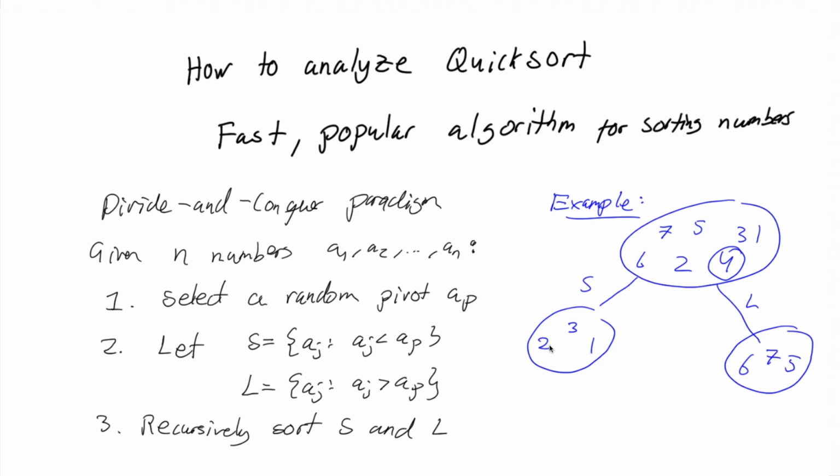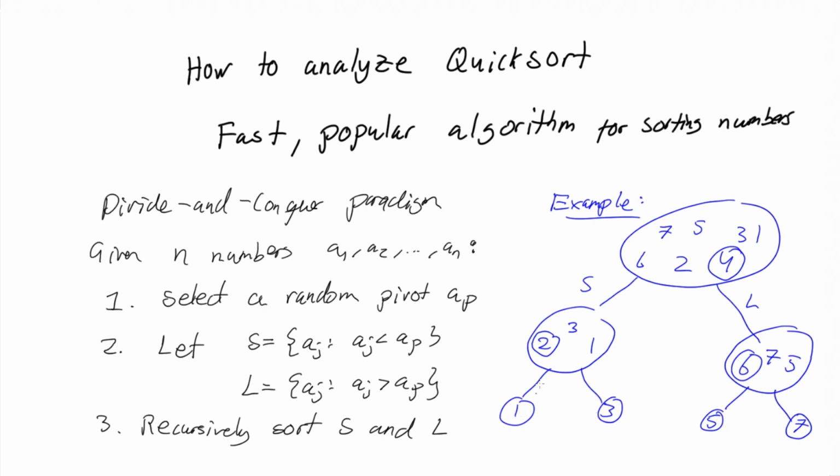Maybe here we select 2 as a pivot, then we get 2 smaller instances, 1 and 3. Well, then we are happy. It's easy to sort a single number. And here maybe we're lucky and select a 6 as a pivot, and we get the sub-instances 5 and 7. And we're happy because these are single numbers that are easy to sort.